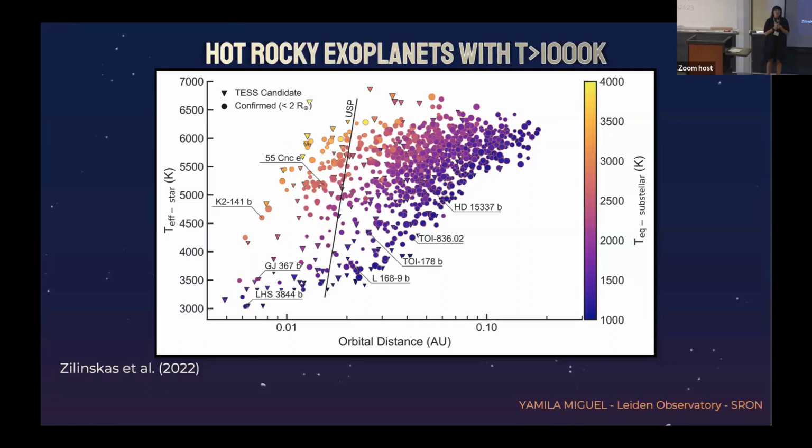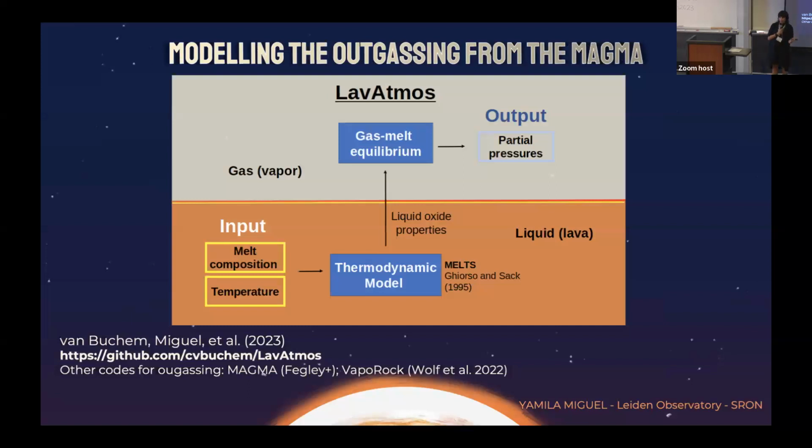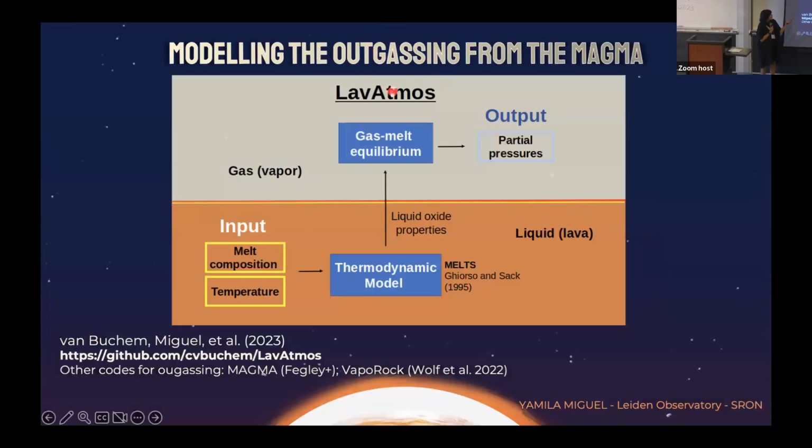But let me tell you a little bit more about how we model these atmospheres. The very first stage is to model the outgassing from the surface. So here I'm showing a cartoon of this code called LabAtmos that was made by one of my students, Christian Badbuchen. There are other codes as well. There is the MAGMA code by Bruce Fegley, which was actually one of the first ones used to make these kinds of calculations, but the MAGMA code is not open. So LabAtmos and also another one called Vapor Rock, I think I wrote it here as well, these two are open source. So if you are interested in modeling these things, you can just play around with them.